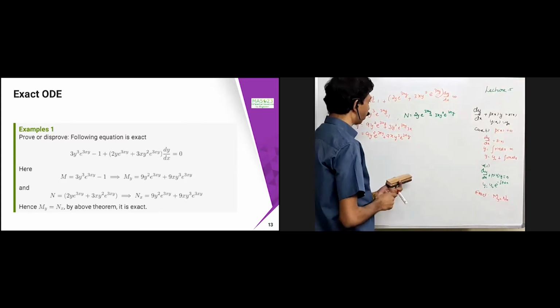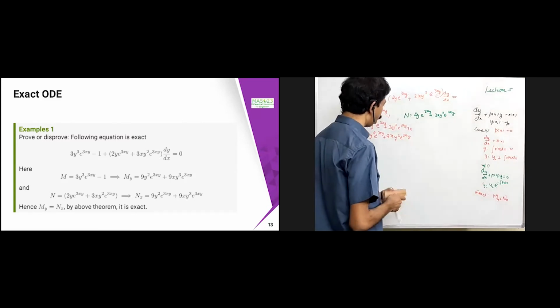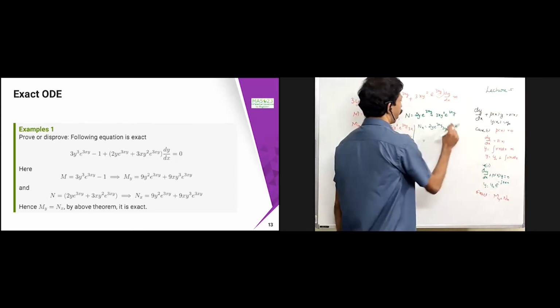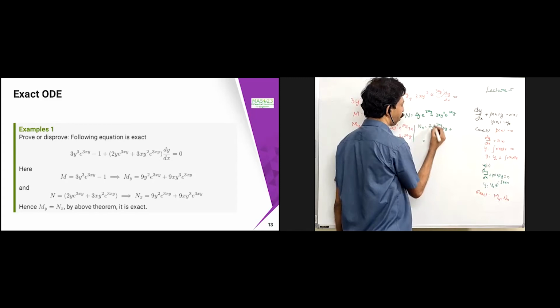Okay. Now let us find ∂N/∂x. So for N, I differentiated the first one. Now I have to differentiate the second one. In that case, I'm going to differentiate this one.